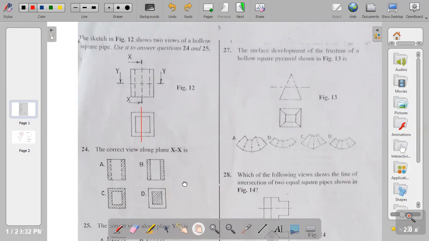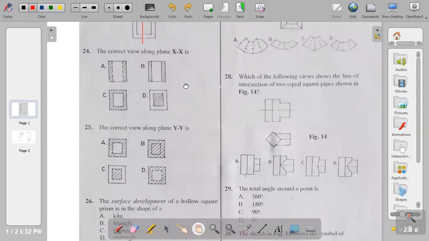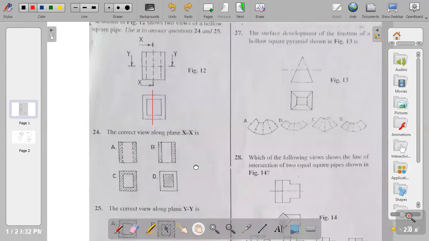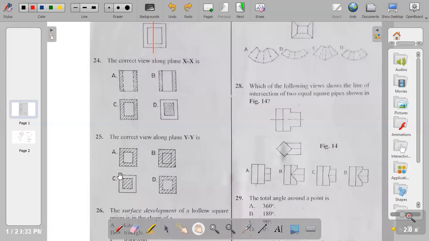From there, I move on to question 25. The correct view along plane YY. Plane YY is cutting horizontally. When you cut horizontally, your view is downward. So when you slice it horizontally, your view is downward, and you only hash the part where the cutting plane touches, and you don't hash this hole. So option A is correct. B is totally wrong, D is wrong, C is wrong.